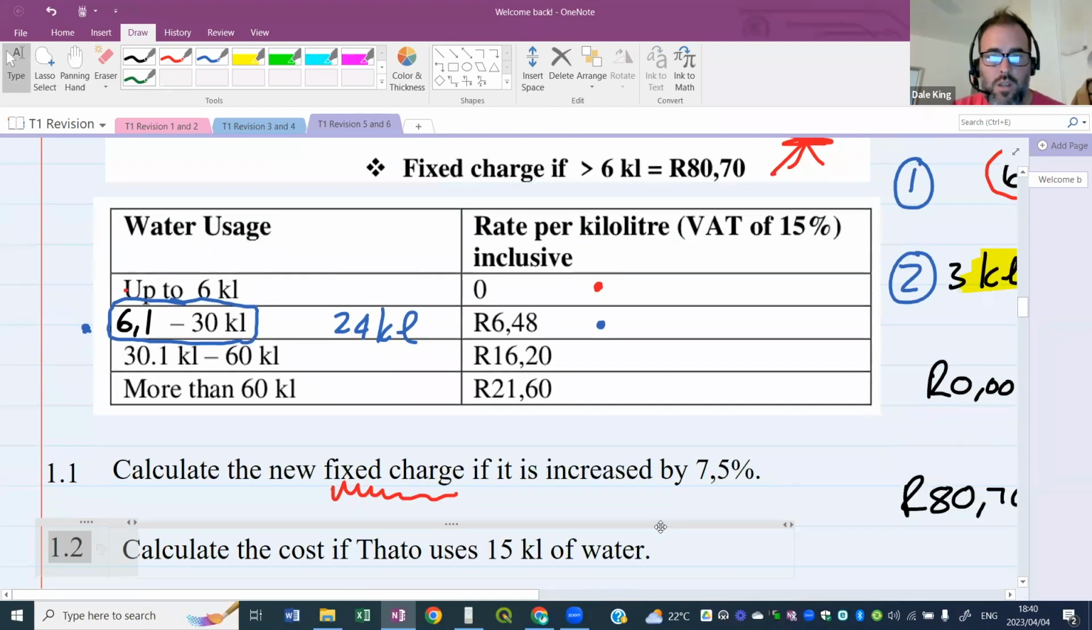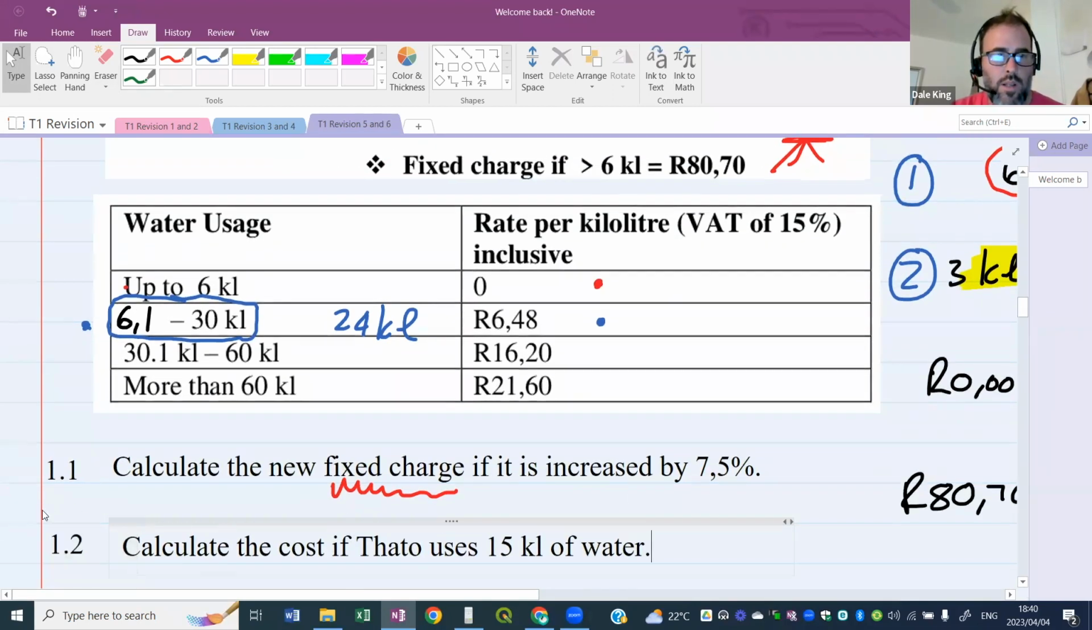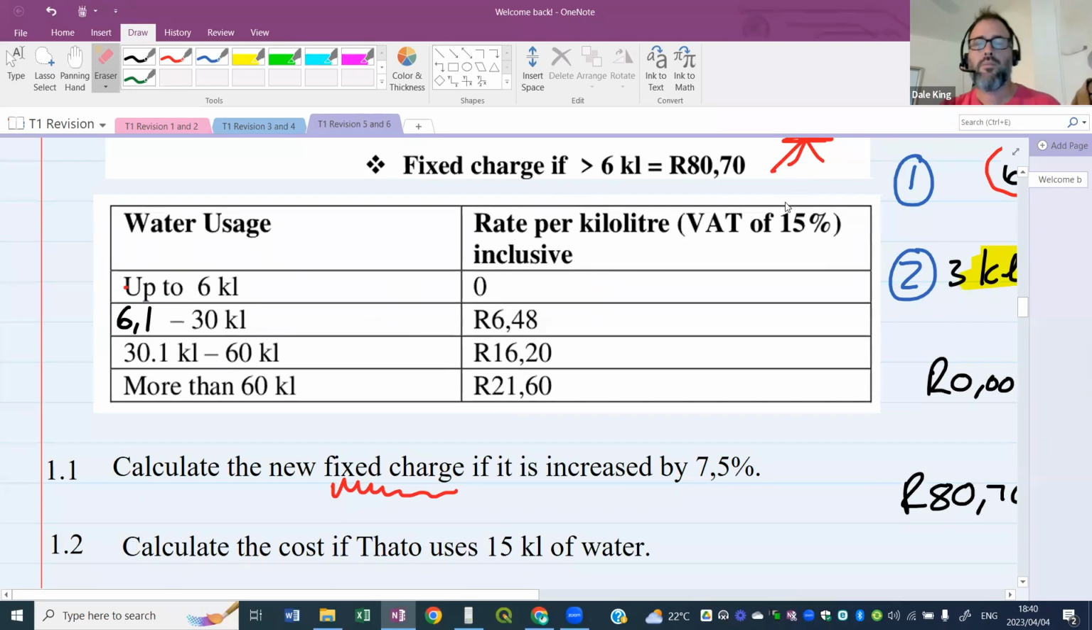There we go. So there's the question at the bottom, question 1.2: calculate the cost if Tato uses 15 kiloliters of water. There's the whole table. Off you guys go. You're going to do that one on your own.